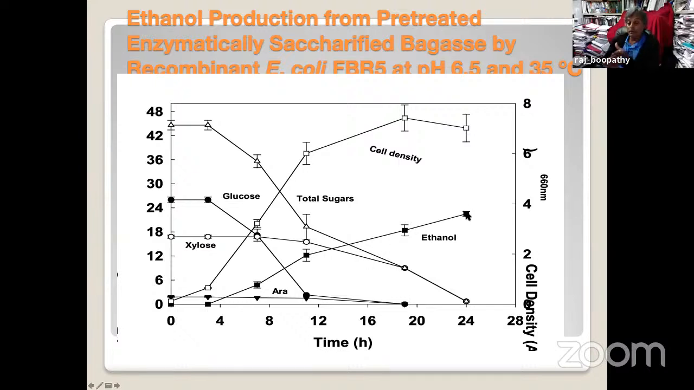So we have proven this technology, that you can combine biological pretreatment with acid pretreatment, reduce the use of acid, and reduce the pretreatment cost. You can make ethanol from your biomass, okay? So this is one research we did in the past, and I just want to share the result.